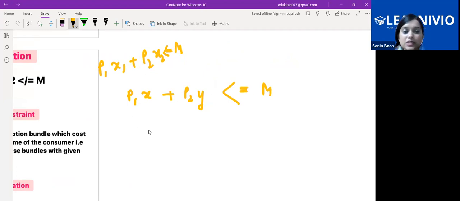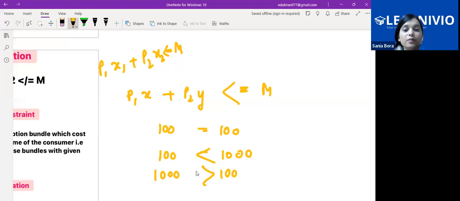For example, if the price of X and the price of Y together come to 100 and your money income is 100, you can afford it. If this is 100 and your money income is 1000, you can still afford it, right? But if this is 1000 and your income is only 100, then in this scenario you cannot afford it.